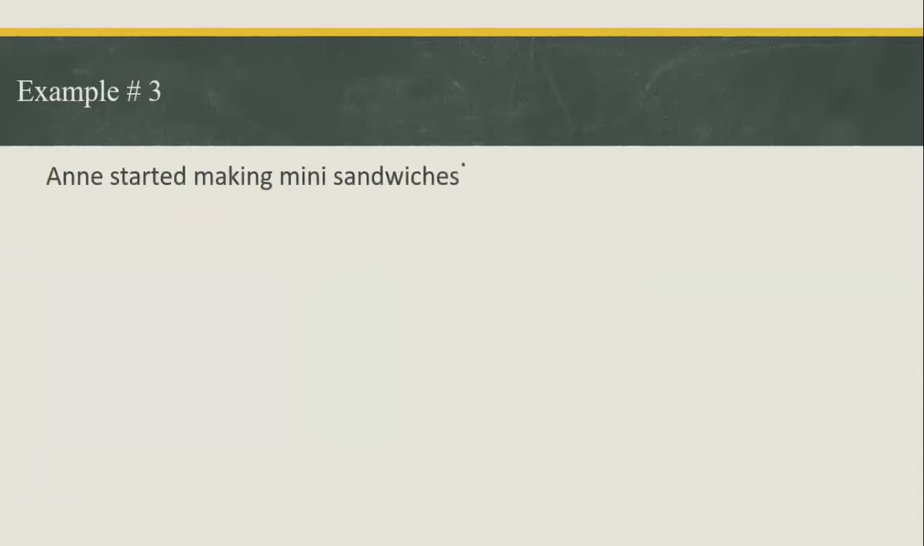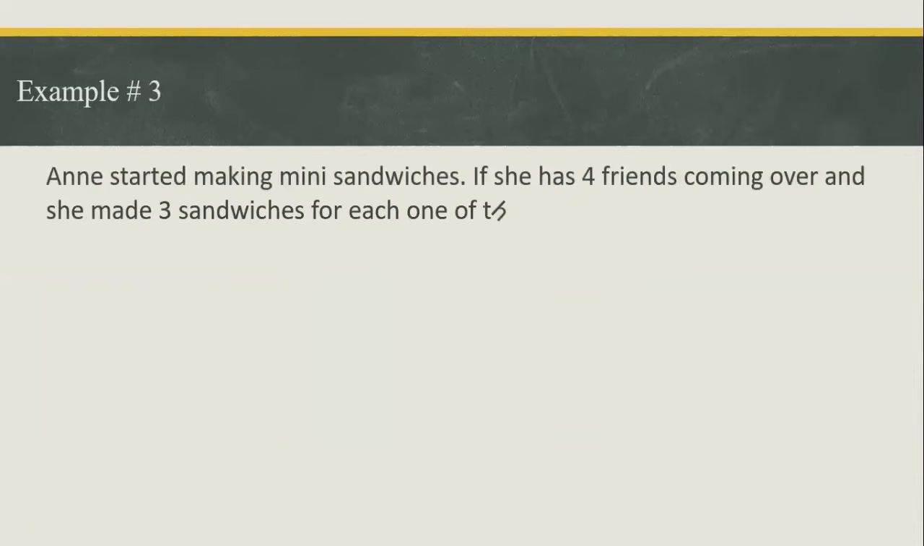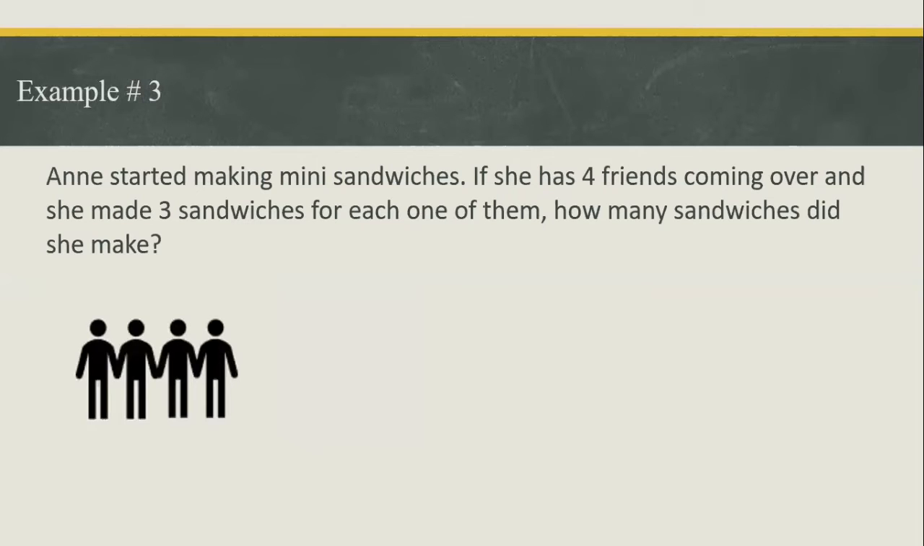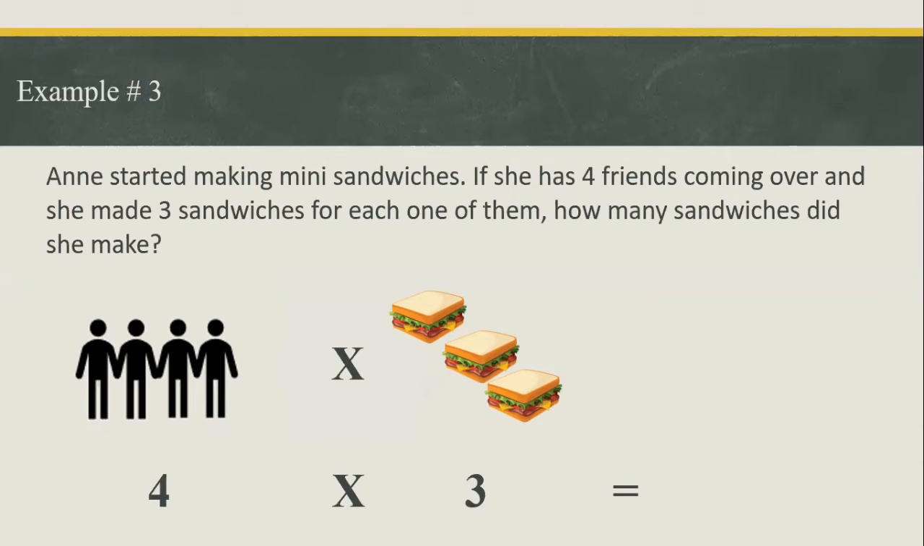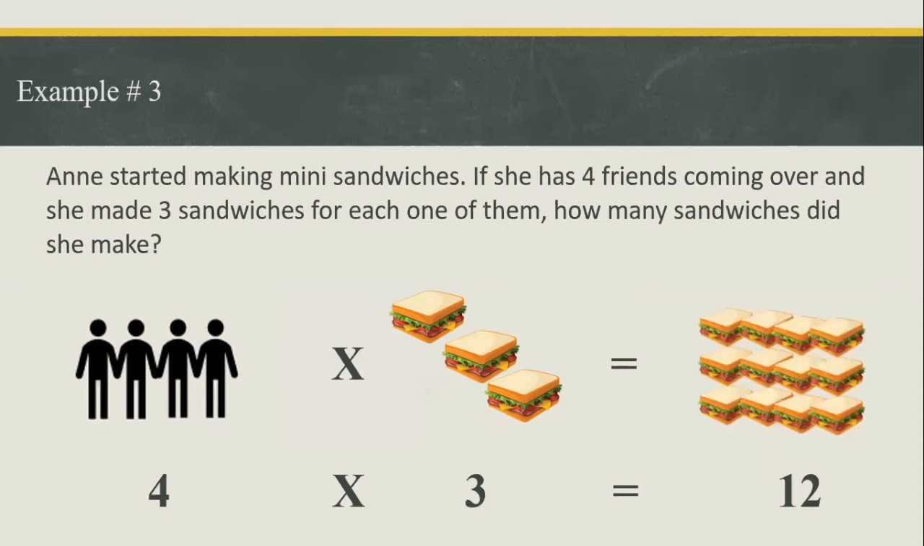And for our last example, Anne started making mini sandwiches. If she has 4 friends coming over and she made 3 sandwiches for each one of them, how many sandwiches did she make? So Anne has 4 friends. For each one of them, she made 3 sandwiches. So to get the answer, we multiply 4 by 3, and the answer is 12 sandwiches.